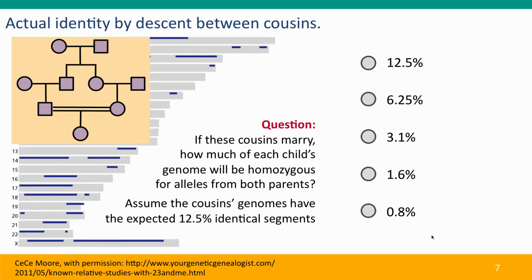And I'm raising that as a question for you to answer. And I've put a pedigree diagram showing this hypothetical mating. And the double line just indicates that these two individuals are related. The question asks, assuming that they have the expected 12.5% identical segments, how much of the child's genome will be homozygous for alleles from both parents?